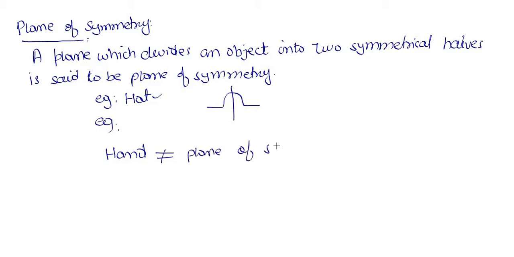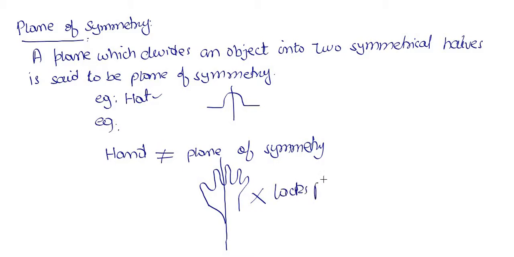Why? I'm trying to make a hand like we have 1, 2, 3, 4 and 5. So you can see, if we try to cut this hand into two halves, it will not be able to divide equally. So this compound lacks a plane of symmetry. Hope you can now understand this symmetry.